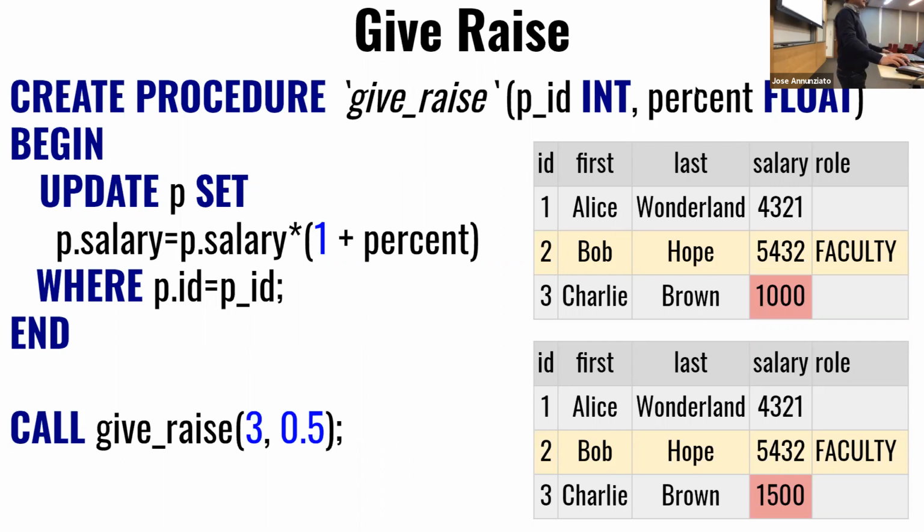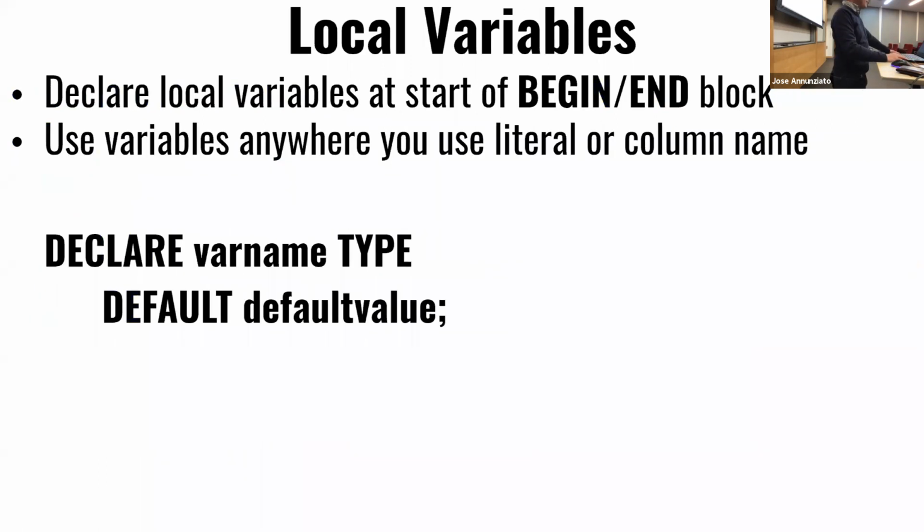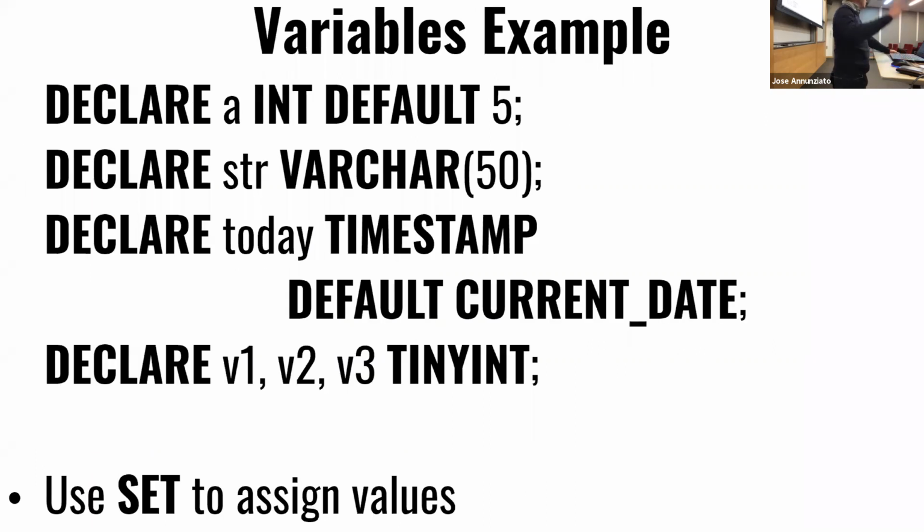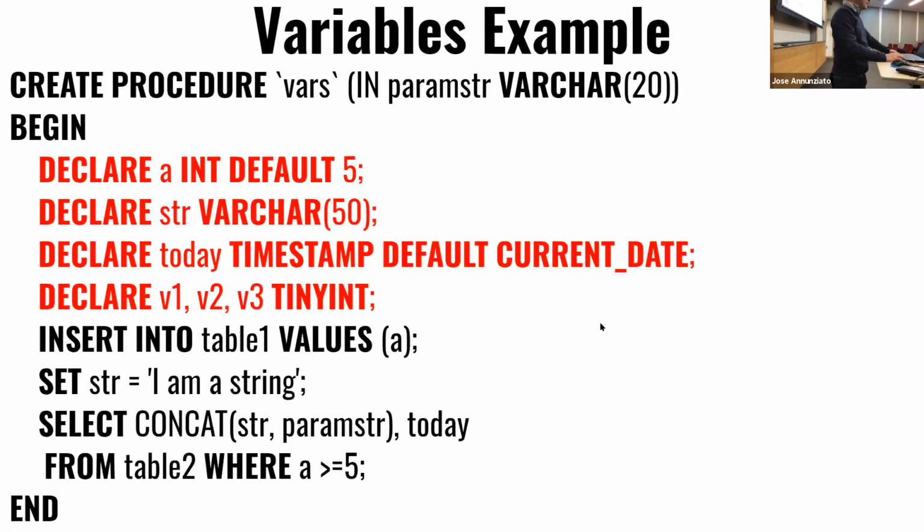The default is in: if you don't say anything, the default is in, pass by value. You can declare local variables like in any function you would expect, that only exist within the stored procedure or within the function, and they disappear afterwards. You use the keyword declare, the name of the variable, the data type, and any default value.